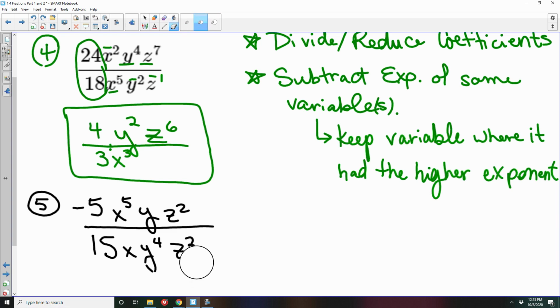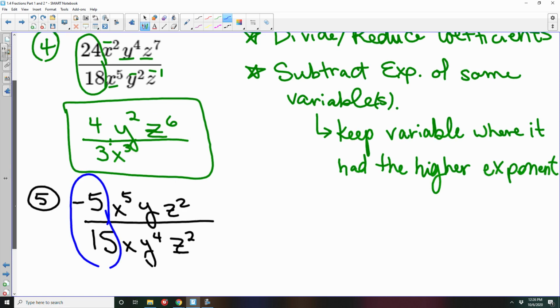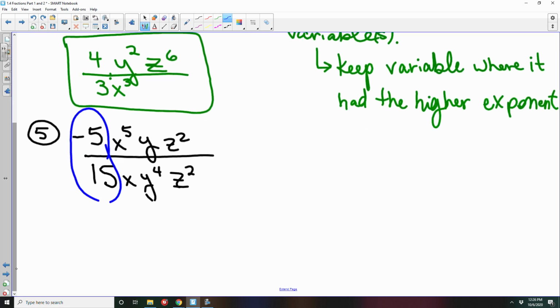So you all take a second, remember those rules. First things first, we're going to divide or reduce the coefficients. So what's my coefficients? You got it, so put that in the calculator. What is negative 5 over 15 reduced to? You got negative 1/3. And also, in Desmos, if you remember, you use the minus symbol and then the long fraction bar, so negative 1 over 3.